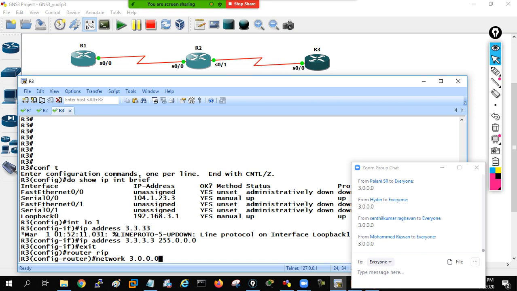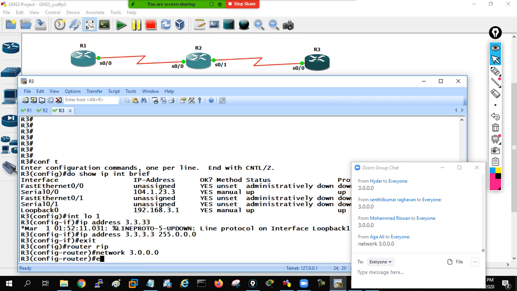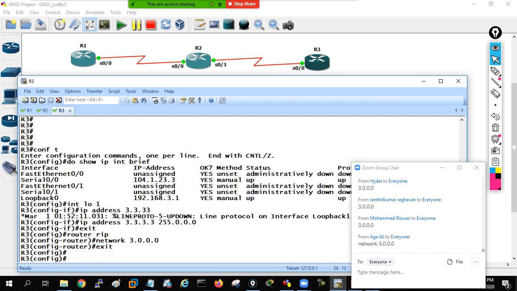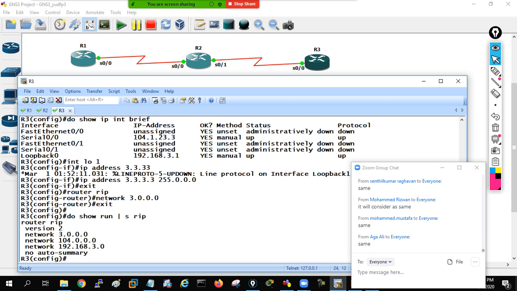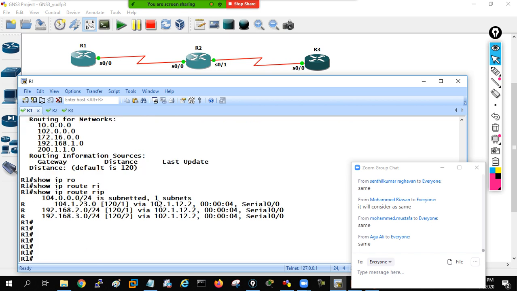Right? Now if I see in my configuration, RIP will consider what? Will it consider it as the same, or will it do some magic there? I want to put everybody in confusion. Is it the same, Mr. Raghavan? Let's verify that. Do show run section rip. It's considered as the same. Why? Because you advertised network 3, you advertised the same. It's a class A, right? Everybody is okay, guys.